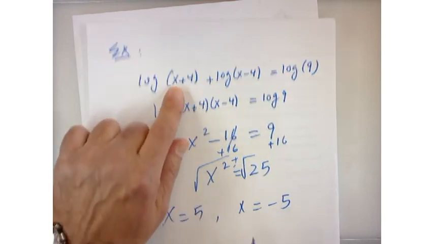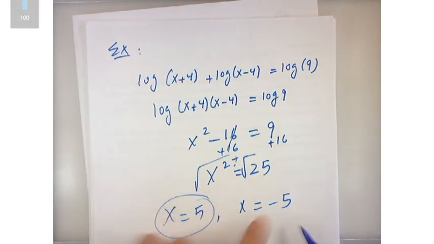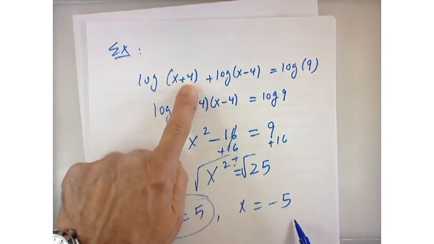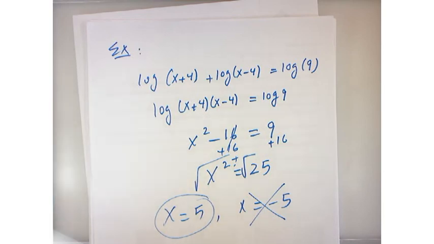If you check the 5, 5 plus 4 is 9, 5 minus 4 is 1, so it's all good. If you check the negative 5, negative 5 plus 4 is negative 1. If you do log of negative 1, it doesn't work. So we got one solution.